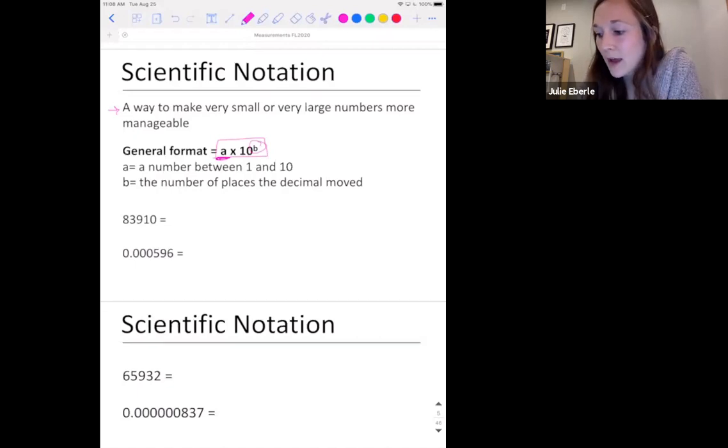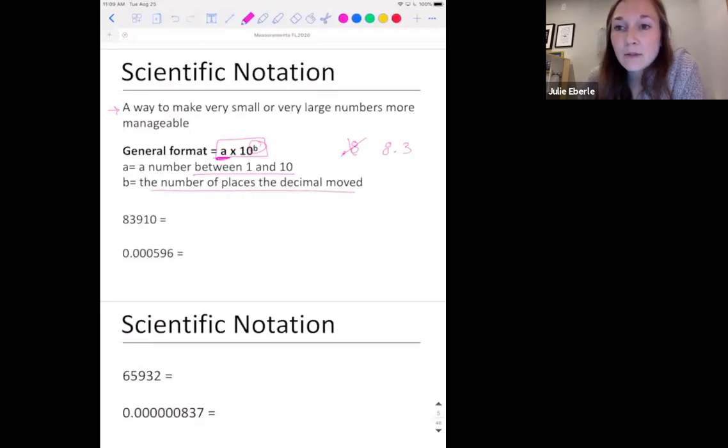All right, and then it tells you further, A has got to be a number between 1 and 10. So it could not be 0.8, right? That's not a number between 1 and 10. Our base number can have decimals afterwards. It could be 8.3 or something, but it has to be a number between 1 and 10. And then B, this is actually the number of places that the decimal moved when you were converting from standard to scientific notation, okay? This is your exponent.